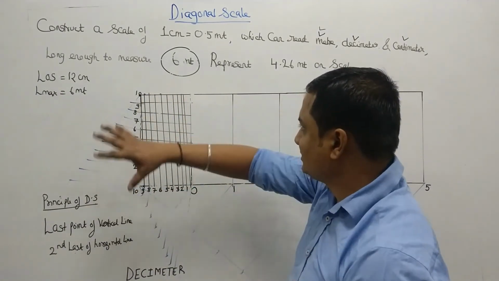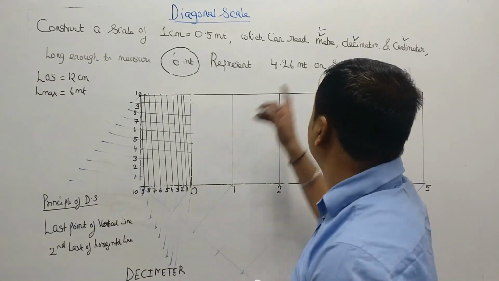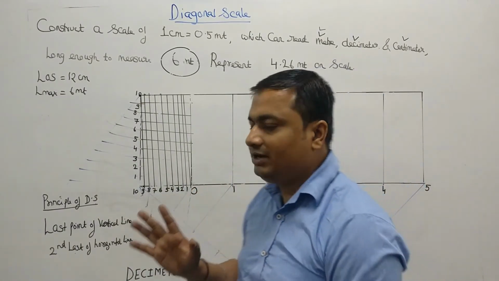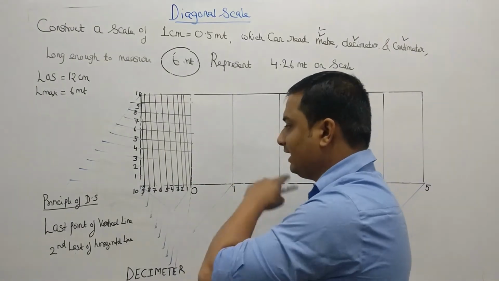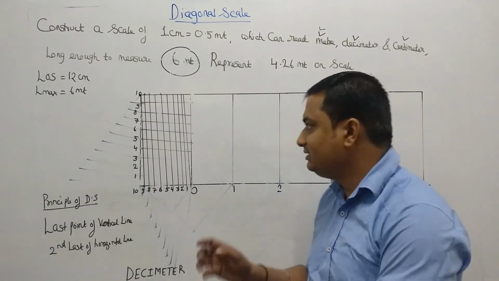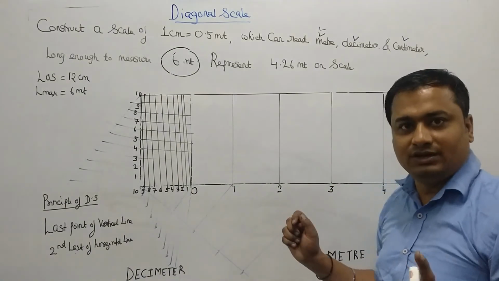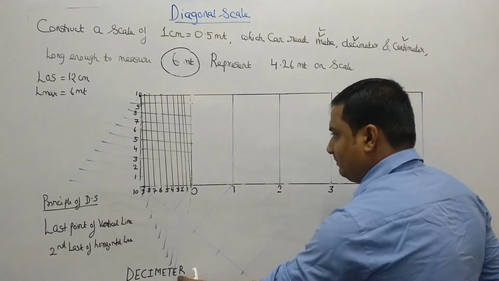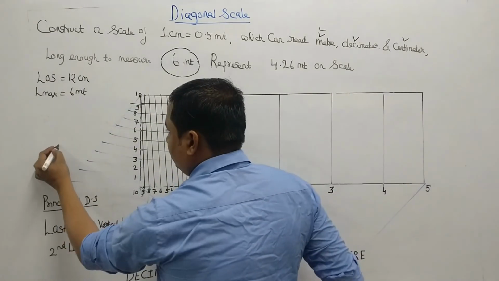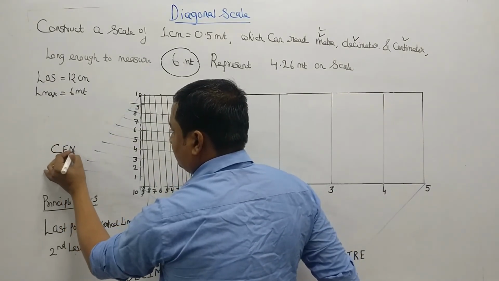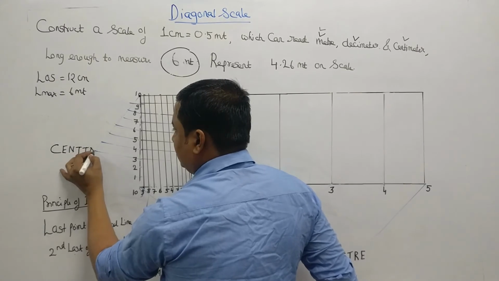Now this grid type structure will be utilized for measuring the decimeter and the centimeter. How it is going to be utilized I will be showing you after that. So now this is called the diagonal scale. As you can see here, this is the entire construction of the diagonal scale. Now here you can read meter, decimeter and the centimeter. This is going to represent centimeter, so here you will be writing centimeter. This is the centimeter reading.